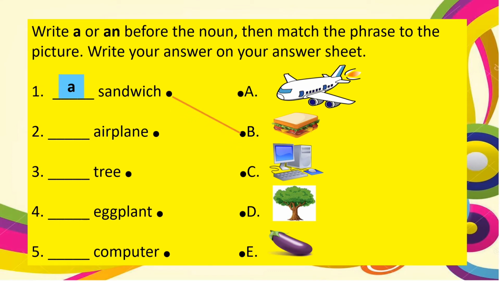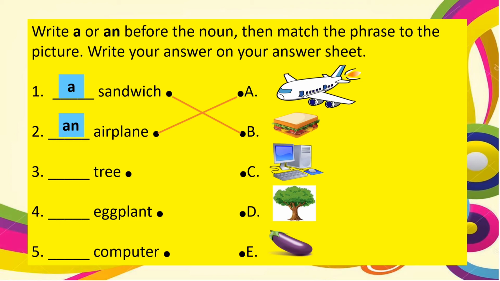Number 2. Airplane. A or an? Very good. An airplane. Where is the picture of an airplane? Very good. Letter A.